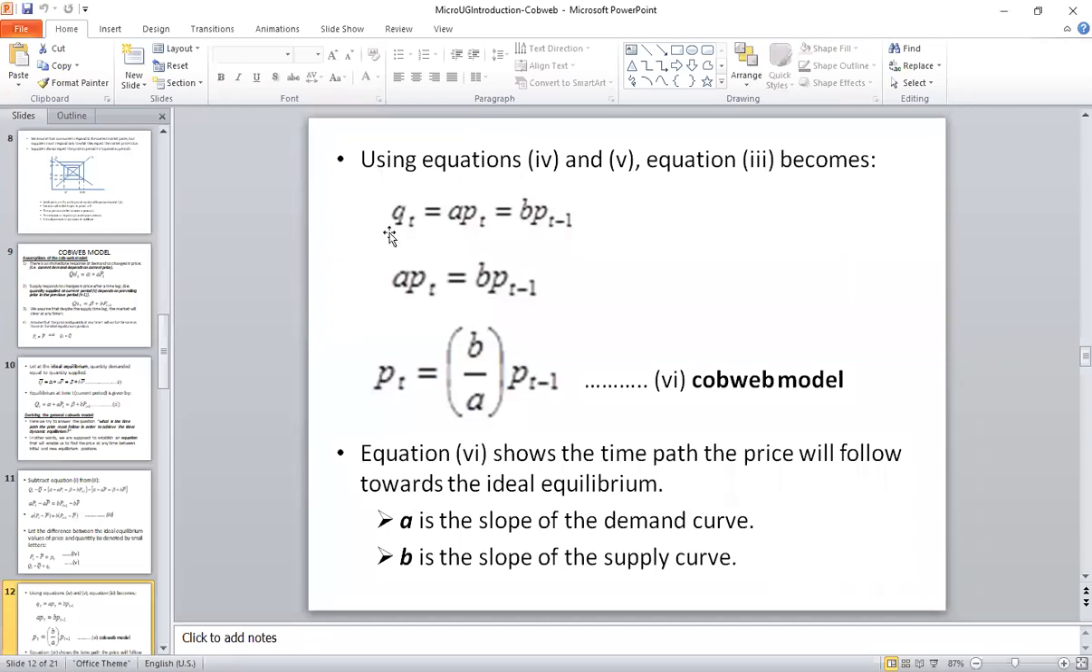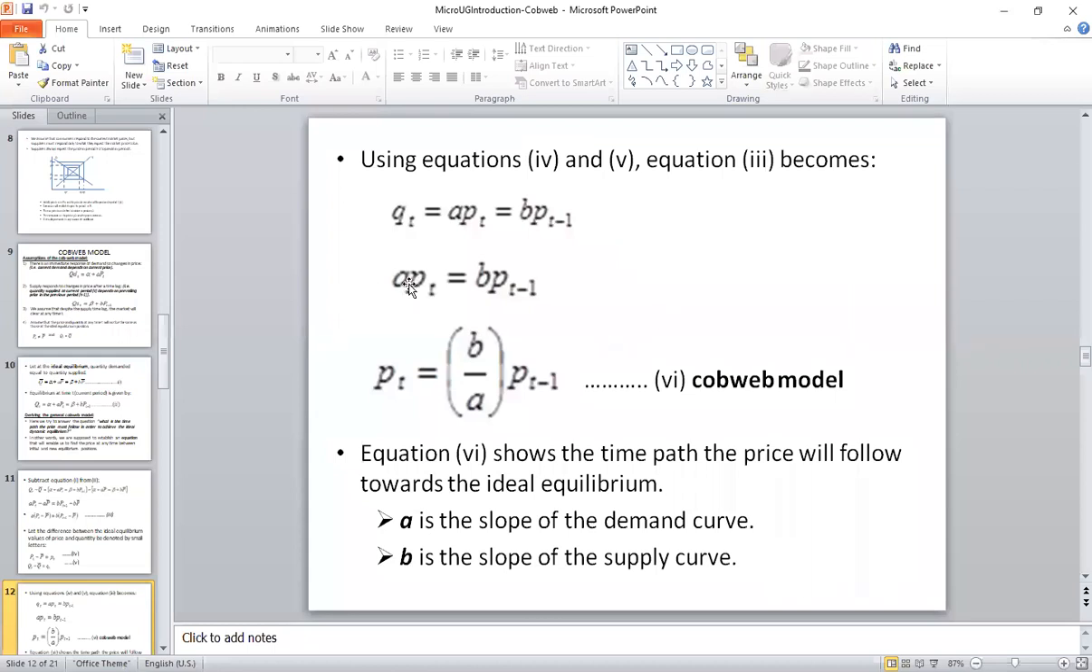So using these equations, our equation 3 becomes: small qt is equal to A PT, which is equal to B PT minus 1. Now these are small pts as per our assumption. In other words, here the Q is not important because, like I told you, when we are deriving the cobweb model, we are interested in the price. So that's why the QT is not important. Actually, we ignore it, so we deal with these two. A PT will equal B PT minus 1.